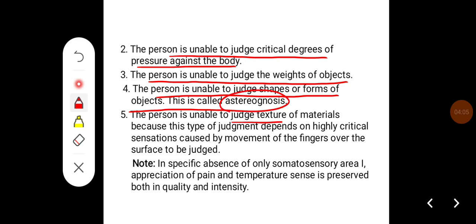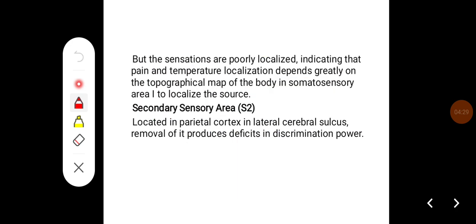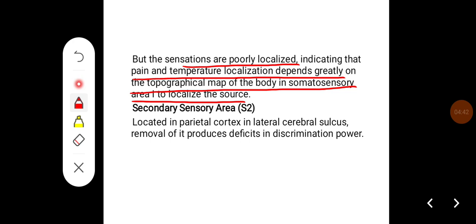The person is unable to judge the texture of materials because this type of judgment depends on highly critical sensation caused by movement of the fingers over the surface to be judged. Note that in the specific absence of only somatosensory area 1, appreciation of pain and temperature sense is preserved both in quality and intensity. But the sensations are poorly localized, indicating that pain and temperature localization depends greatly on the topographical map of the body in somatosensory area 1 to localize the source.